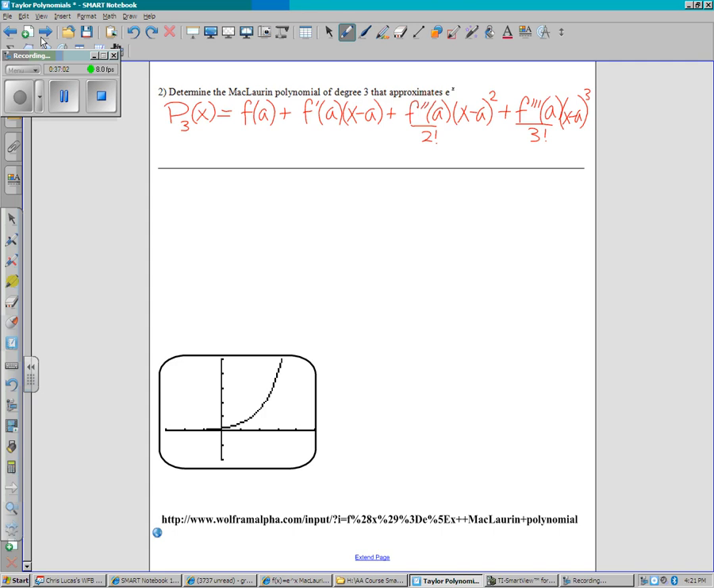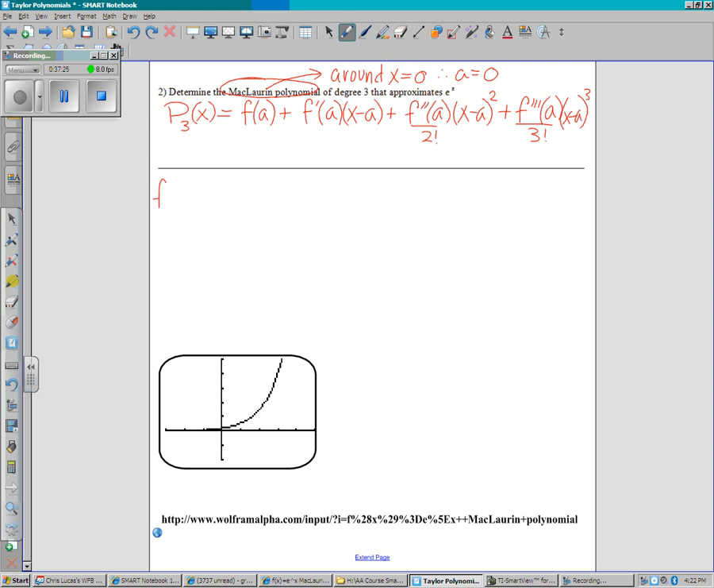So what we need to do is determine, for e to the x, the Maclaurin polynomial again, which tells you that we are approximating around x equals 0. So a is equal to 0 when we're talking Maclaurin polynomials.